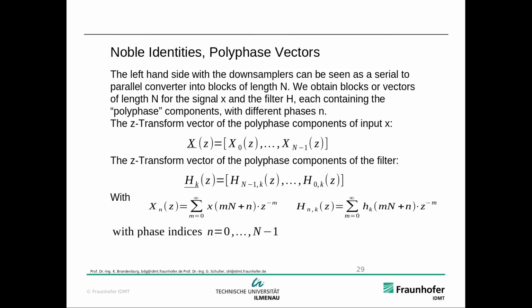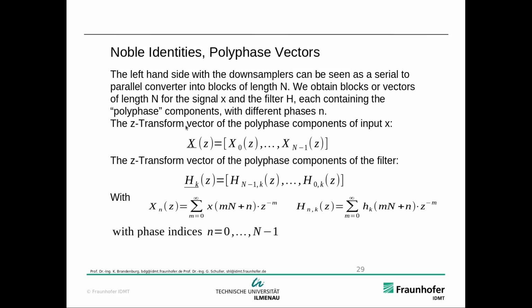Yeah, so basically polyphase or noble identities leads us to polyphase vectors, right? So the left-hand side with the downsamplers can be seen as a serial to parallel converter into blocks of length N, as I just said. We obtain blocks or vectors of length capital N for the signal x and the filter h, each containing the polyphase components with different phases n.